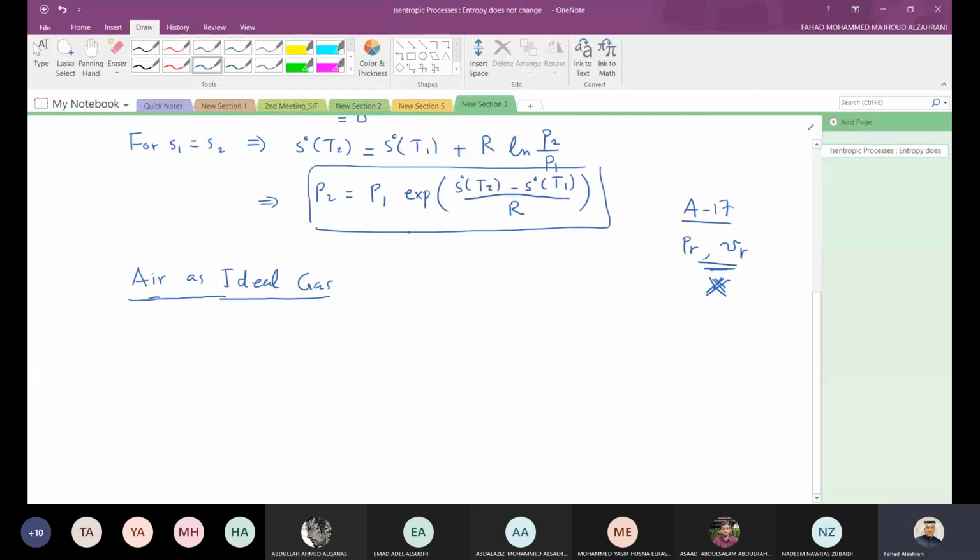If you look at this equation, let's rewrite it in terms of P2 over P1. Since this is a minus, I can rewrite it as S naught at T2 over R minus S naught at T1 over R. So the exponential of a difference of two functions is basically the exponential of the first one divided by the exponential of the second one.